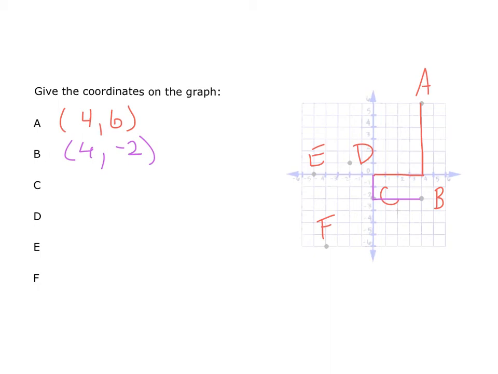Point C. Did I go left or right at all? No, I didn't. I just went down. So in this case, I went 0 places left or right. I just went 2 down. So the point would be 0, negative 2. Again, I'd like you to pause the video and try to find points D, E, and F on your own. When you feel as though you have them, come back to the video and check your work.